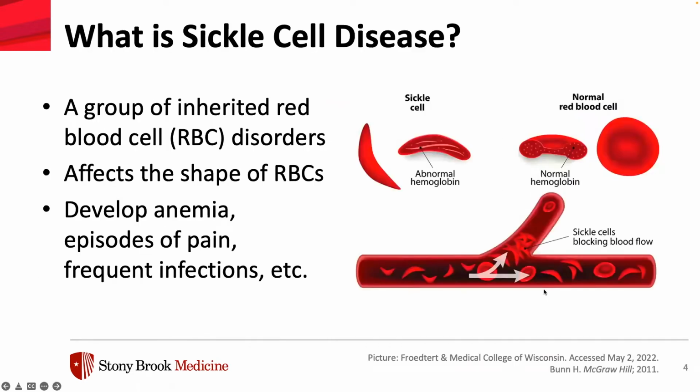So what exactly is sickle cell disease? Sickle cell disease is a group of inherited red blood cell disorders. These genetic disorders result in the red blood cells having an abnormal shape, hence the sickle shape, like a crescent moon, that you see here. And these patients can go on to develop other comorbidities along with their sickle cell disease, such as anemia, episodes of pain, frequent infections, et cetera.